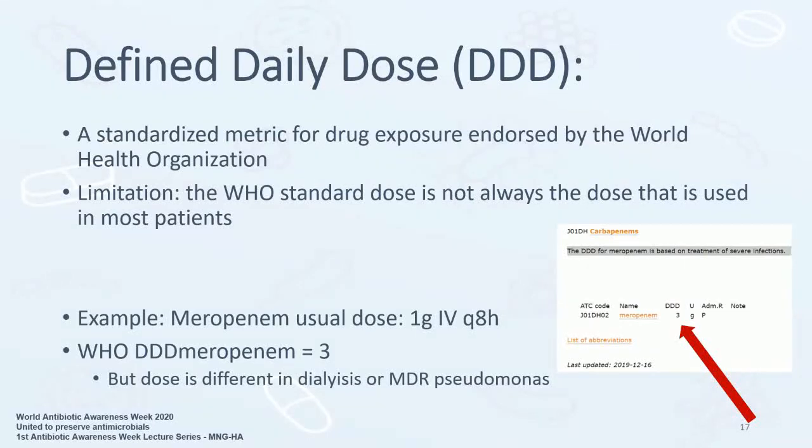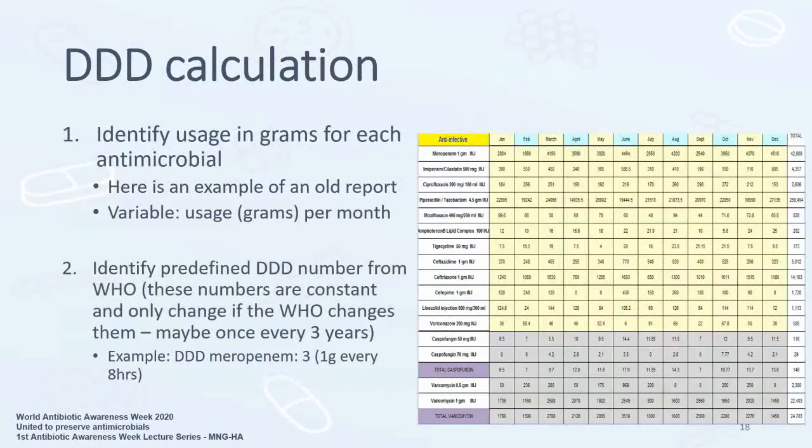So what that means is if I get my utilization data for a hospital that's an explicitly dialysis center facility, I wouldn't be able to depend on DDD to compare it to, for example, an ICU. This is how you can look at and interpret DDD.